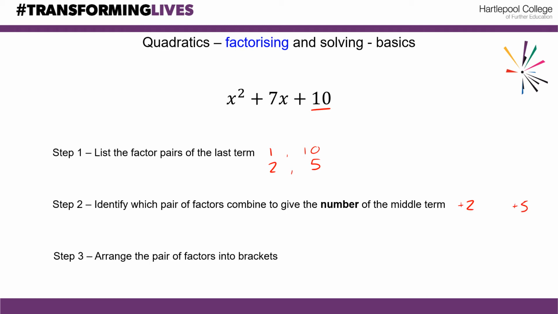Step 3, arrange the pair of factors in the brackets. So we'll do that same as we did before. So pair of brackets, I want x at the front of each, and then I want my factor pair. So +2 and +5. And again, we could go through the process of expanding that as a check to make sure we've got it right, but in this case, it is.